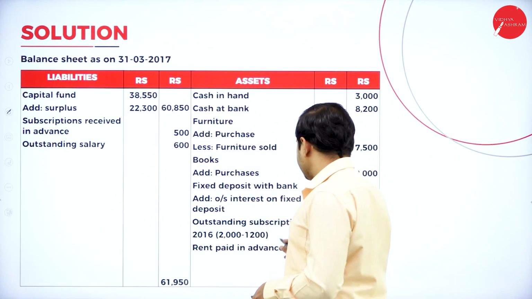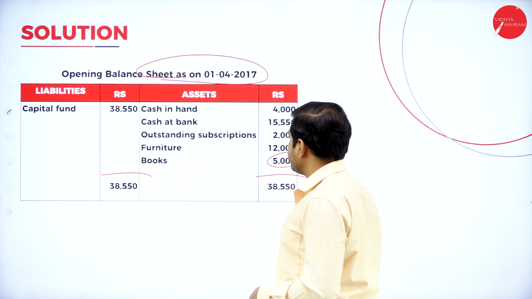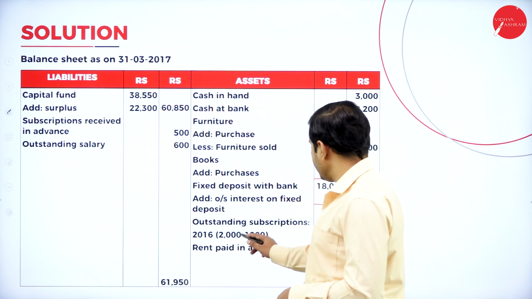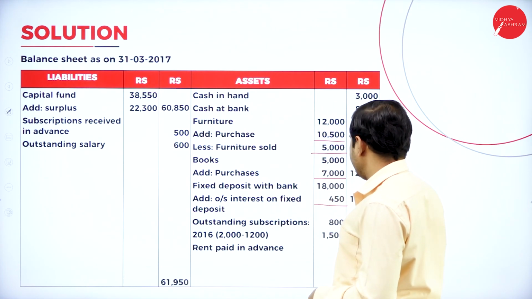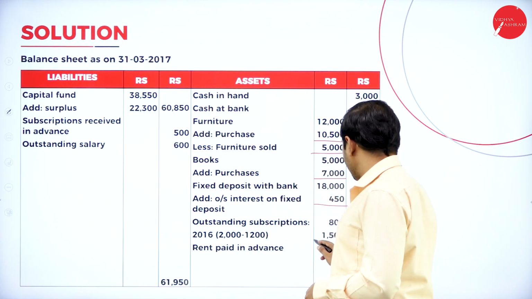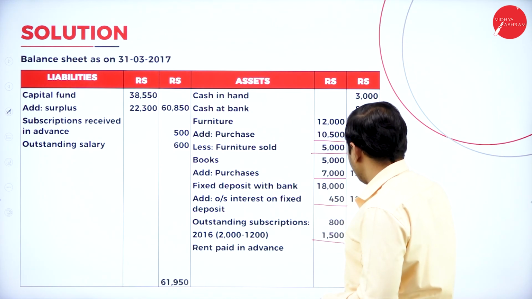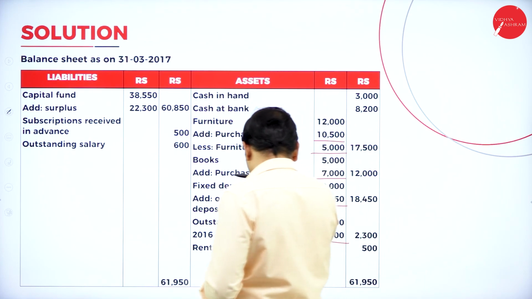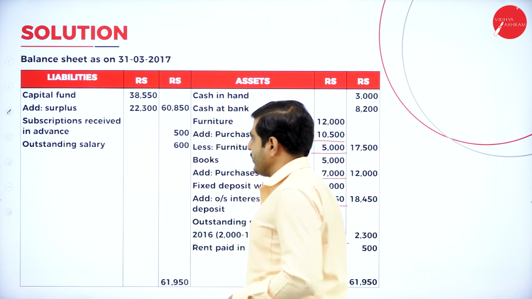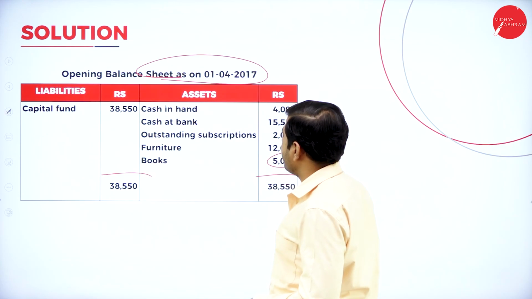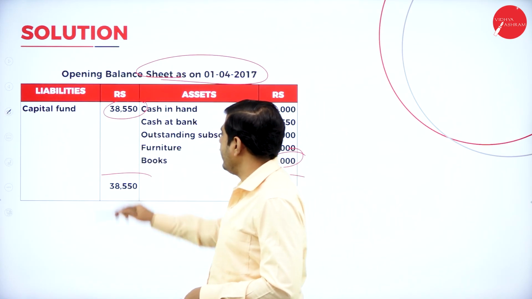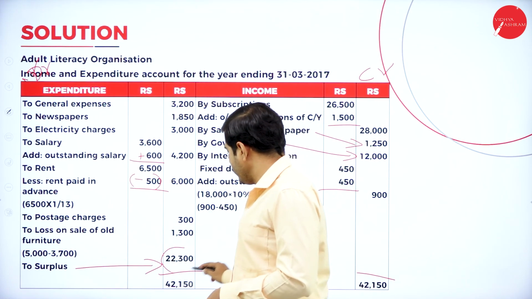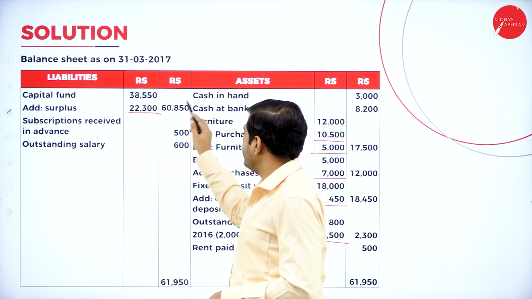Again outstanding subscription of the previous year. What is the outstanding subscription of the previous year? Already we have outstanding subscription here 2,000, minus outstanding subscription of the current year 1,200. The remaining actual outstanding subscription is 1,500. So put it to the outer column 2,300. Rent paid in advance is 500 rupees. Again capital fund. We have already calculated the capital fund here, 38,550. Again surplus here, 22,300, put it to the outer column.